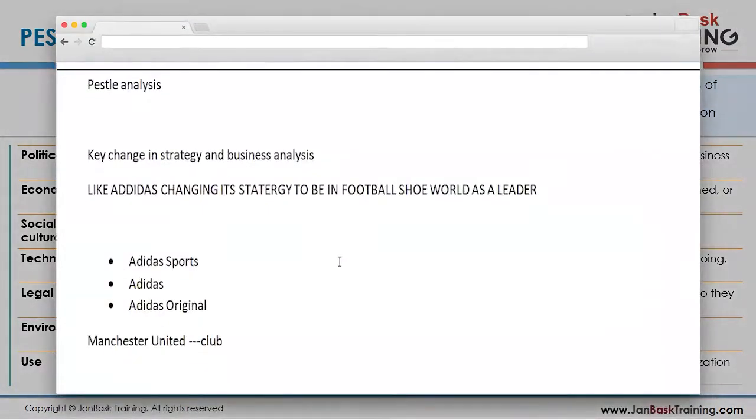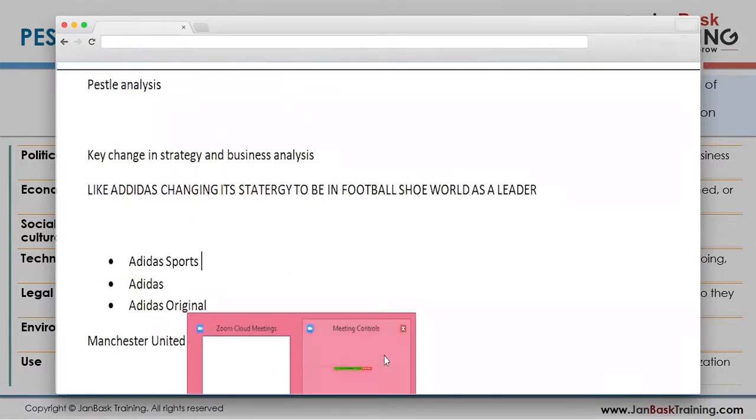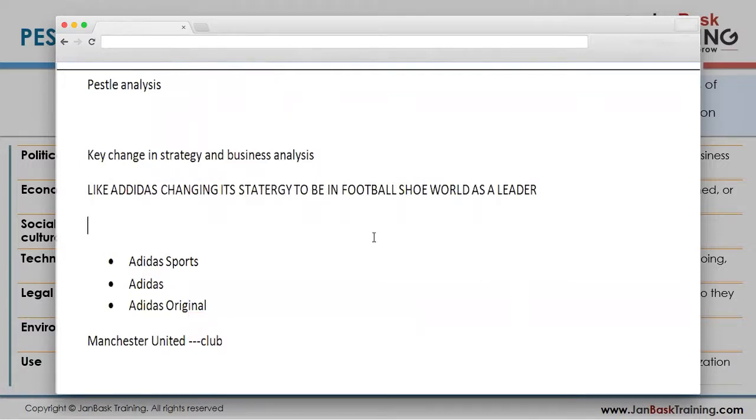Let me give you one good example. I think everybody has heard about the company Adidas, and you must have heard about one of the biggest football clubs, Manchester United. Now, what role does Adidas play? In the market, Adidas comes up with three brands: one is Adidas Sports, one is Adidas, and the third one is Adidas Original. You must have seen that Adidas is good in running shoes or sport shoes, but you have not seen this shoe used much in the football industry.